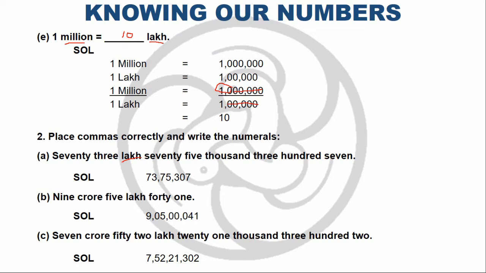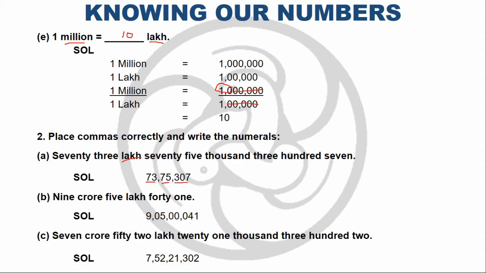How can you put commas for the Indian system? After 3 digits you put a comma to separate the 1000, and after 2 digits you put a comma to separate the lakh. Here, 73 lakh, so you write 73, and after 73 you put a comma. What is the next one? 75,000, so you write 75, and after 75 you put a comma. Next, 307, which is written as 307.